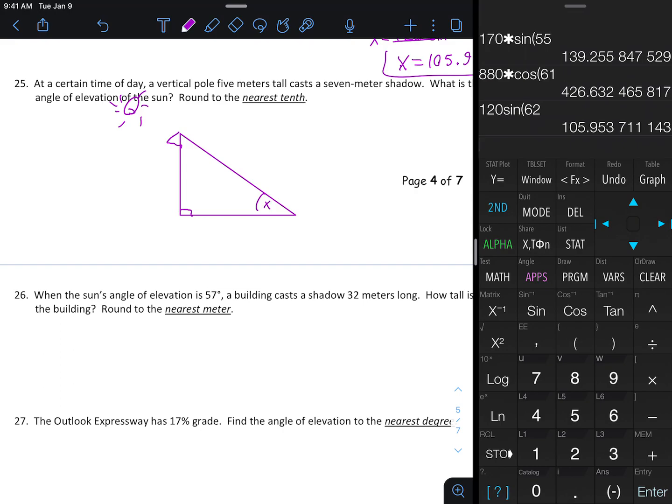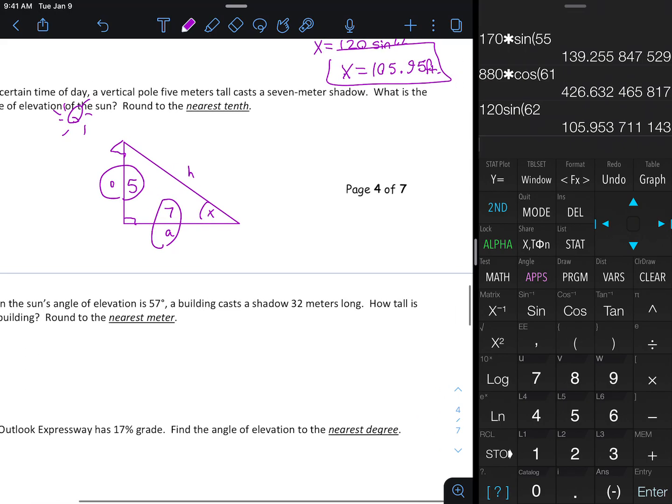So with that being said, I'm going to put x for the unknown angle, and then I'm going to put my opposite, adjacent, and hypotenuse down. Oh, and I need to actually put down my units here. The vertical pole is 5 meters, and it was a 7-meter shadow. So the trig function that uses O and A is tangent. So that'd be tangent of x degrees equals the opposite over the adjacent.